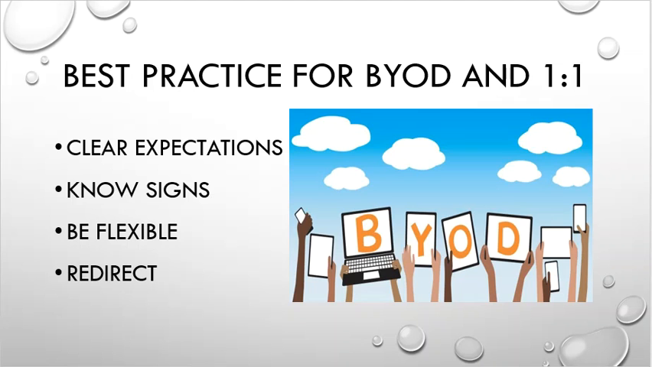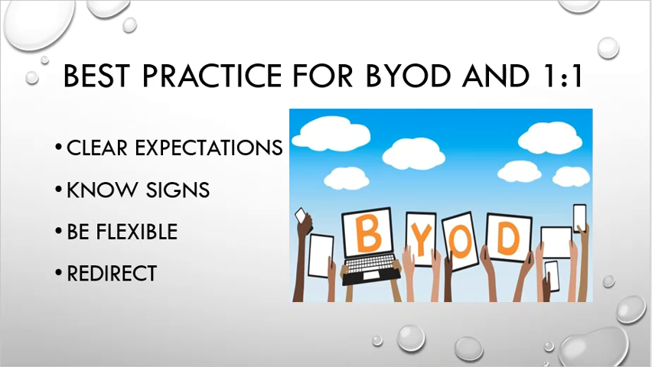Best practices for BYOD and one-to-one. A teacher must make sure that there are clear expectations. Be sure that the students know what you expect out of the assignment given. Also, know the signs of distracted students, maybe playing games, gazing around the room. Just know those signs.